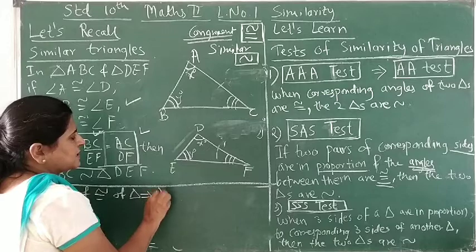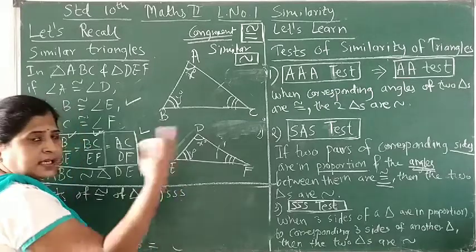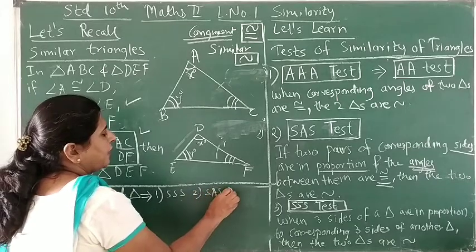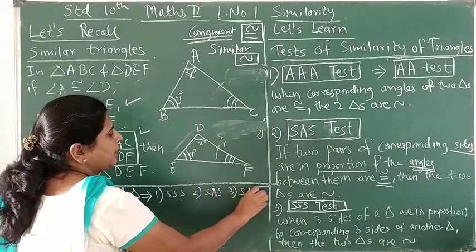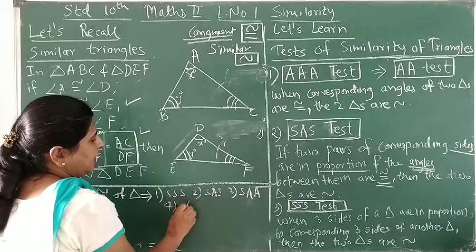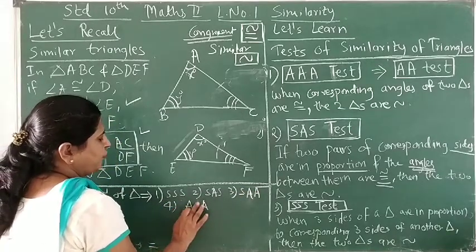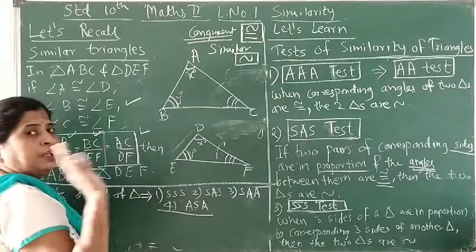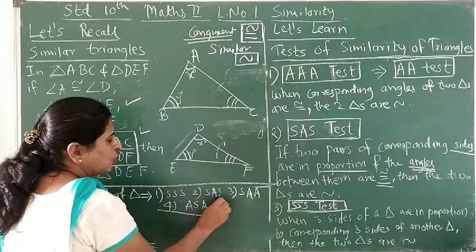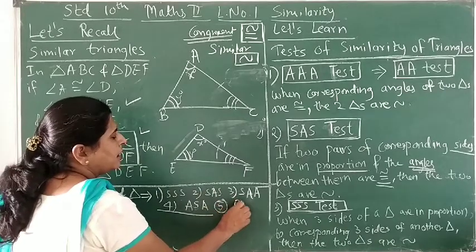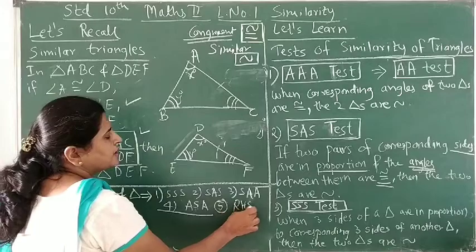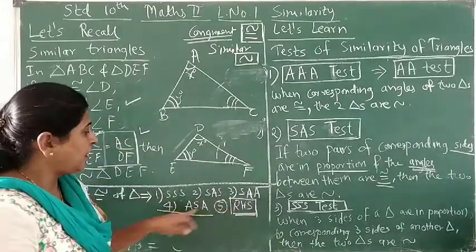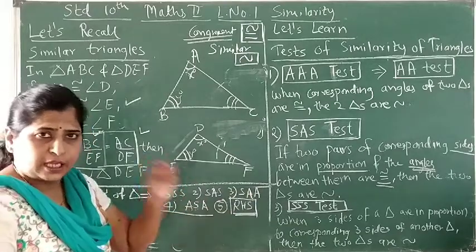So we know that the first test is the SSS test, that all three sides are congruent to the corresponding sides. Another is SAS. The third is SAA. The fourth is ASA. These are the four tests of congruence of triangles which are applicable to all types of triangles. And the fifth one is only for right angle triangles, that is the RHS test, meaning right angle hypotenuse side test. This is only for right angle triangles, and these four are used to show any type of triangle.